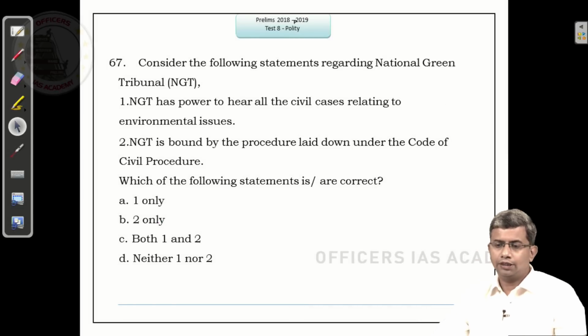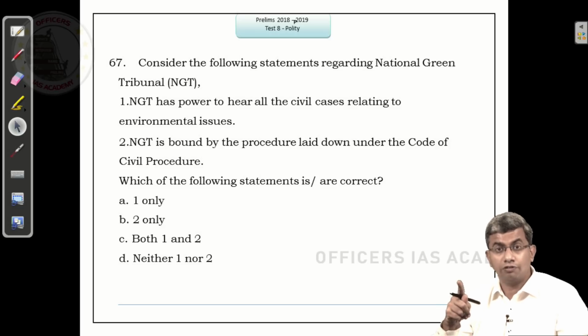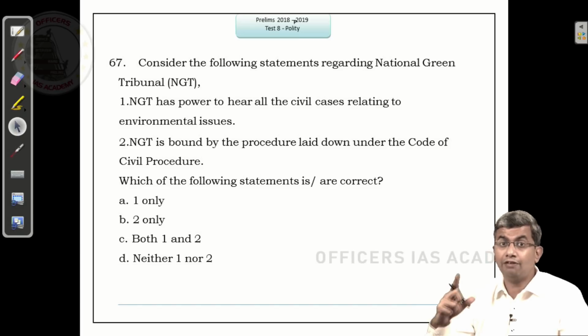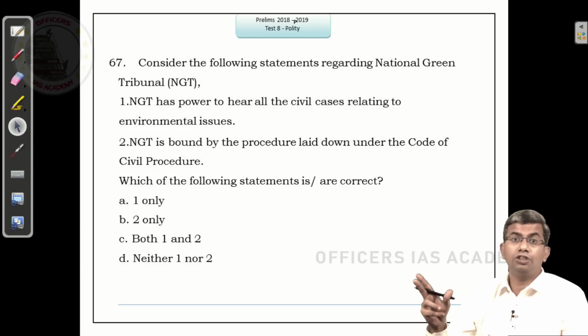Moving on, consider the following statements regarding the National Green Tribunal. NGT has the power to hear all civil cases relating to environmental issues. Yes, any criminal case it does not hear. NGT is bound by the procedure laid down by the Code of Civil Procedure. No, it does have the powers of the civil court for summoning witnesses and asking them to record statements on oath. It does have the power of a civil court. That is why it is called a quasi-judicial body.